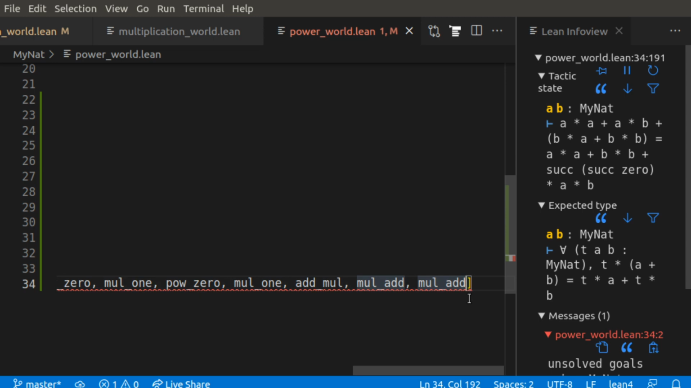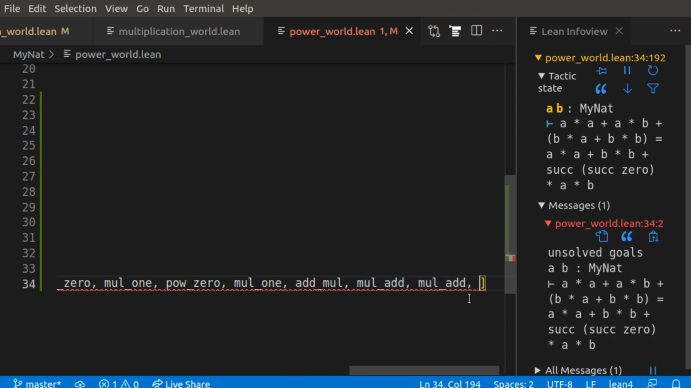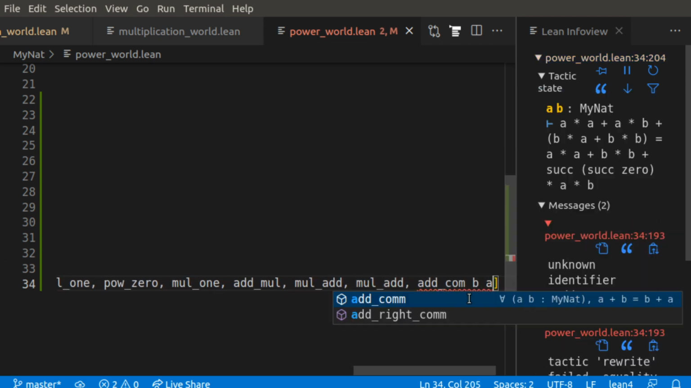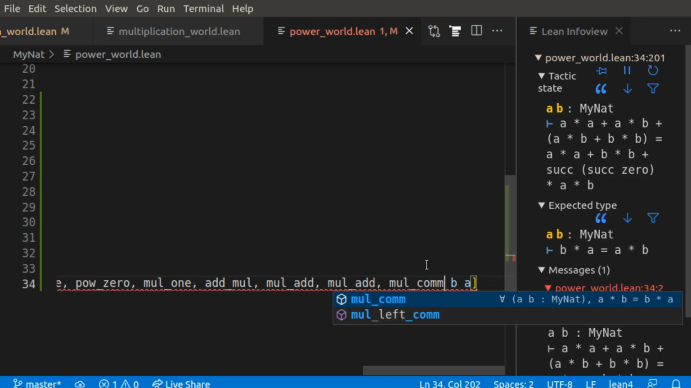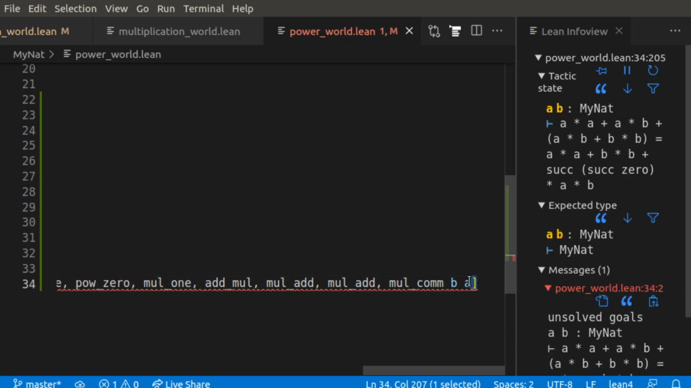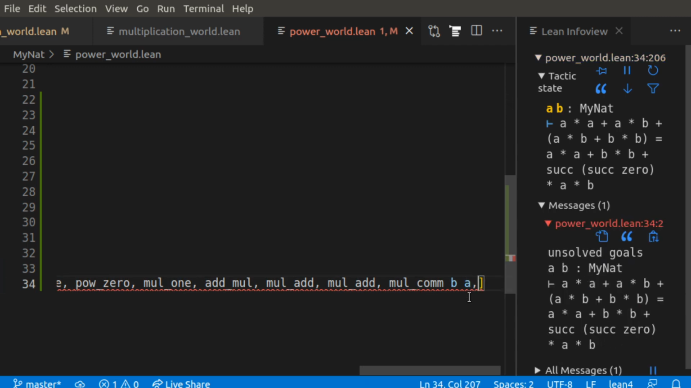AA, AB, BA. Okay, well, we can turn BA into AB. So mol commutative on BA. Okay. Oh, so close. AA plus AB plus AB plus BB. Okay, let's just get the AB's together. AA and BB in the front.